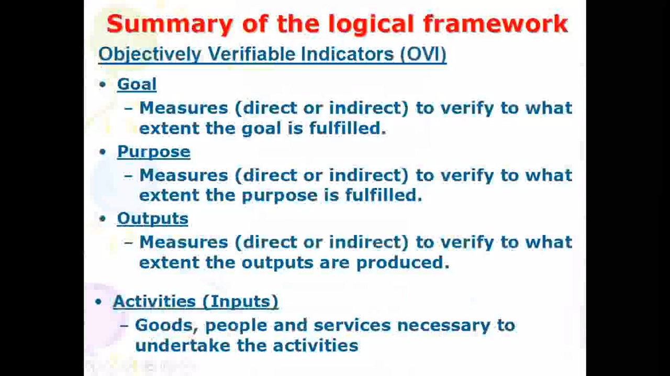Okay? Now, what about the verifiable indicators, the OVI? So measures, okay, direct or indirect, to verify to what extent the goal is achieved. So you can put the quantity that will help you to quantify or verify the extent the goal is achieved. The purpose can be direct or indirect, also to verify to what extent the purpose is achieved. So basically, the OVI is just any variable that you're going to use to verify the extent to which the purpose, or anything that you're trying to verify, has been achieved.